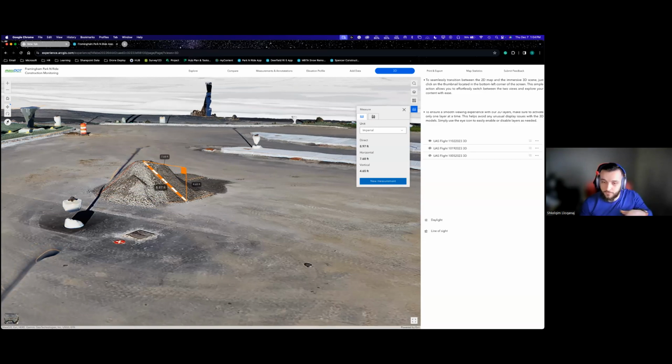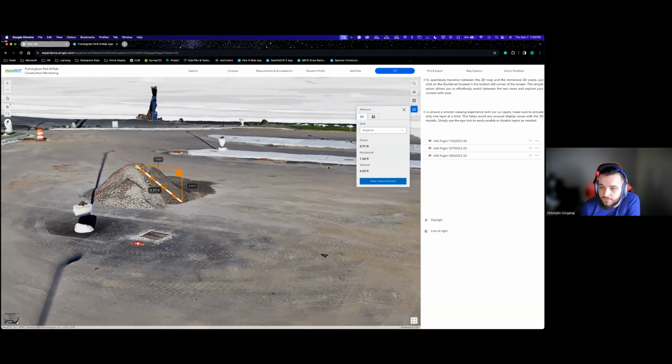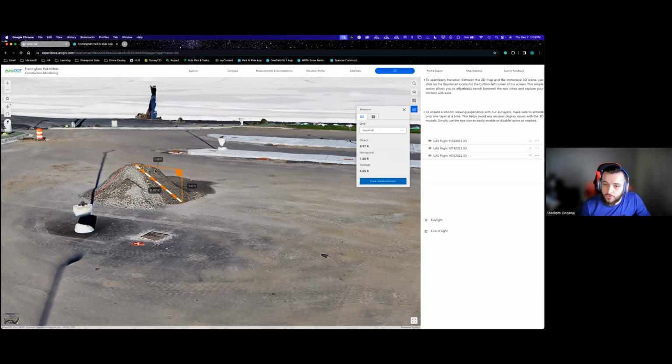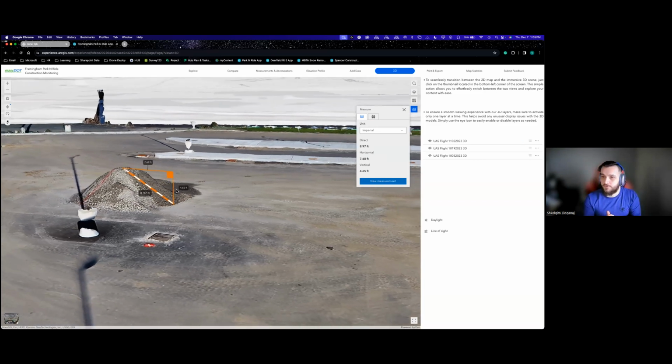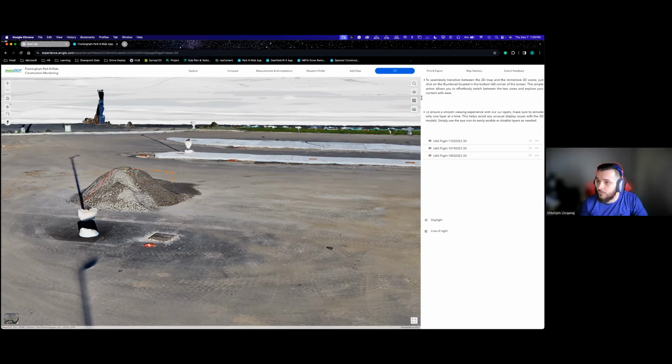And once they finish the measurement, it gives them three very crucial statistics, which is the direct line, so top to bottom. It gives them the horizontal distance and the vertical, which is basically the height of that particular stockpile. There are numerous applications for these kinds of measurements, such as volumetrics. I'm not going to get into detail of that.